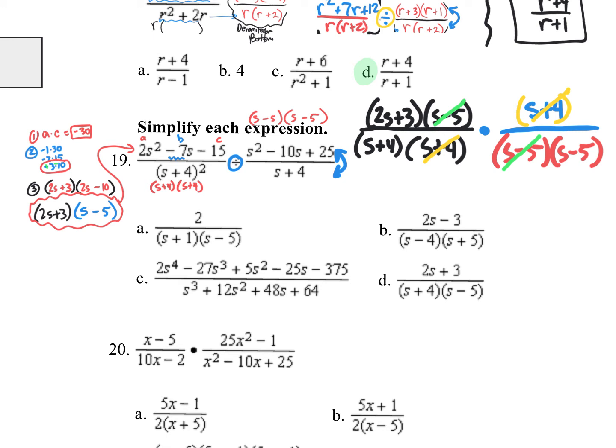What do we have left over as an answer? We have this 2s plus 3. That's all we have in the numerator, and that's obviously option D. And then what do we have in the denominator? We have the s plus 4 times s plus 5, s plus 4 times s plus 5. Ladies and gentlemen, there's our answer, option D.